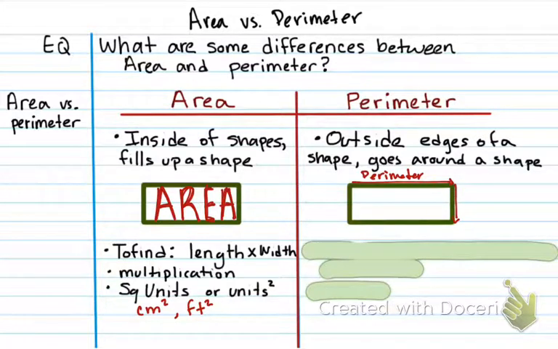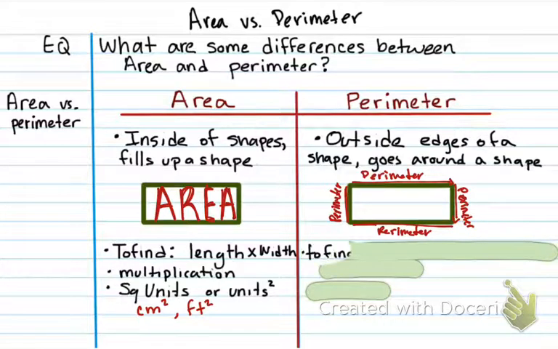This would be the perimeter. And let's put perimeter. This would be the perimeter right here. And then also this right here. Okay, it's the stuff around the shape.